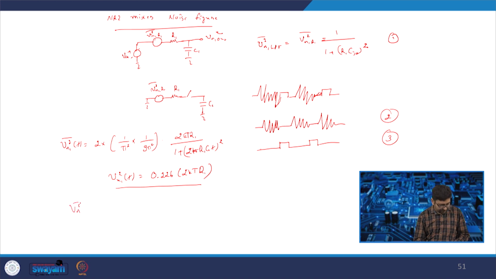Similarly, we can find out the Vn2 square for the continuous pulse, which is equal to kT, 1 by 4 into C1, FLO minus R1 by 2. So this is how we can find out the noise figure.